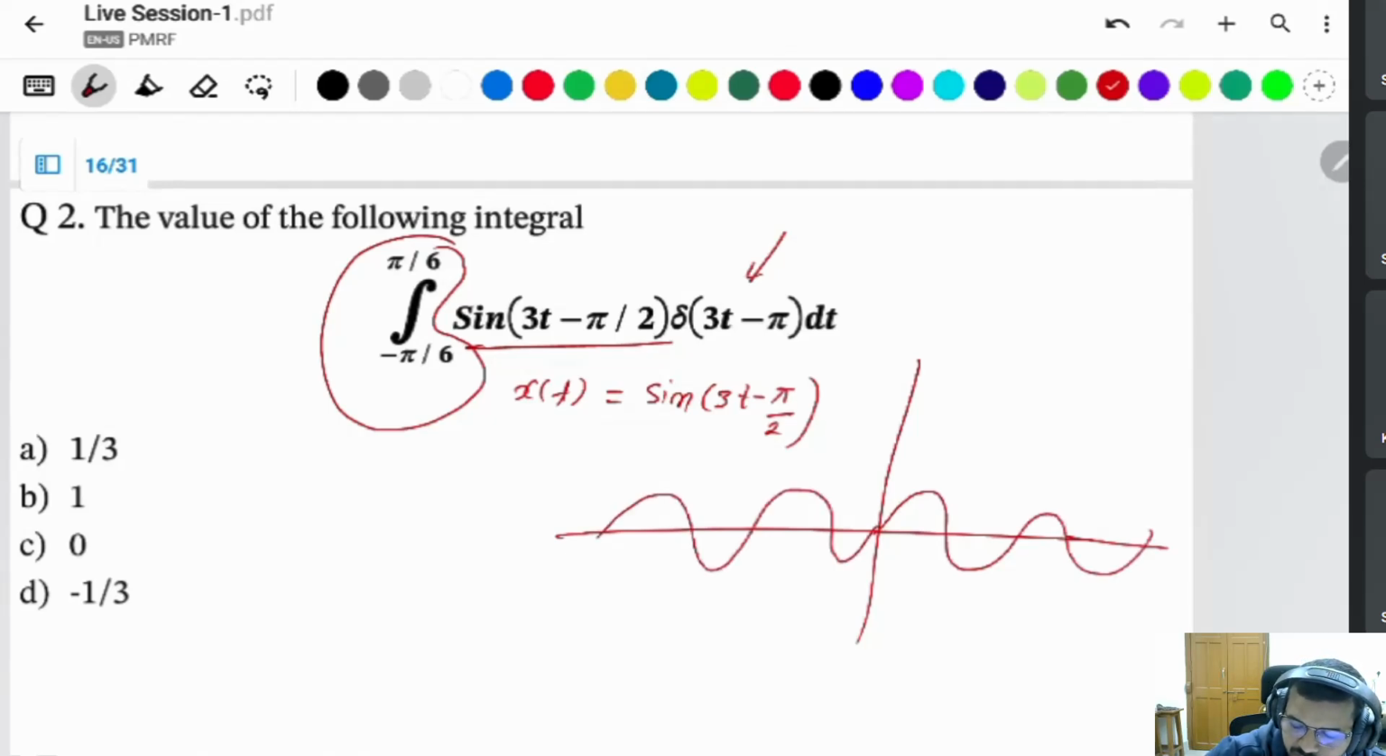This is a sinusoidal signal, but the question asks only about minus pi by 6 to plus pi by 6. Pi by 2 plus pi by 6 means it will become minus pi by 6. This is the 180 degree, this is pi, sorry, minus pi. This will be pi, this will be pi by 2, minus pi by 2, pi by 3. This is the pi by 6.